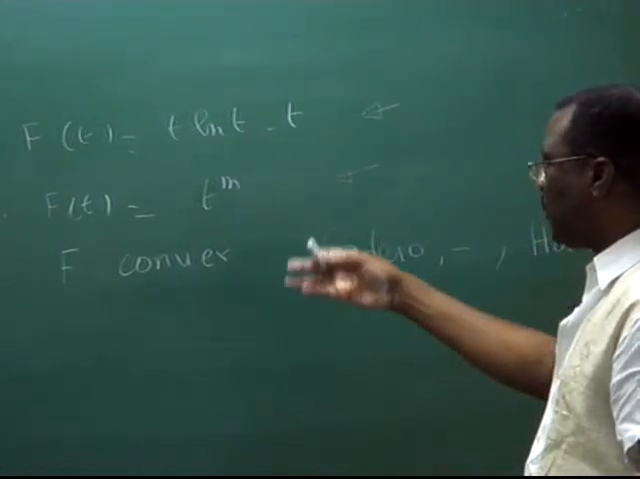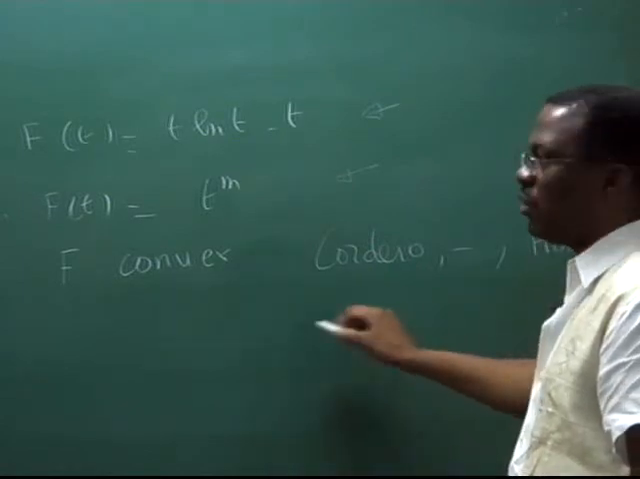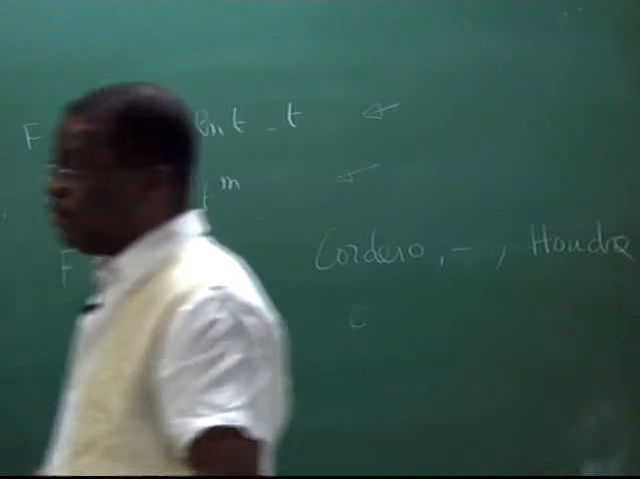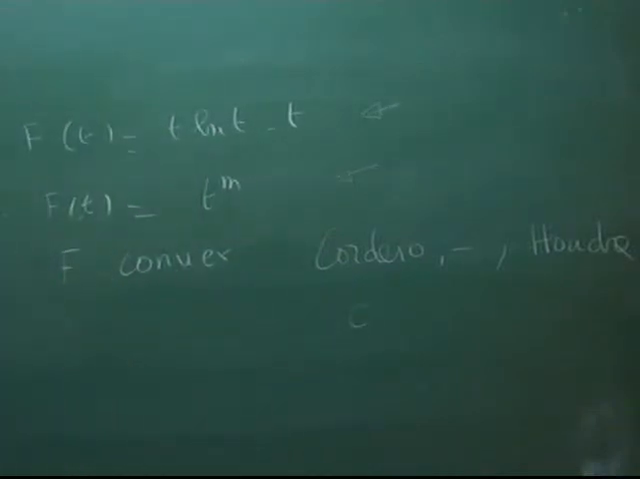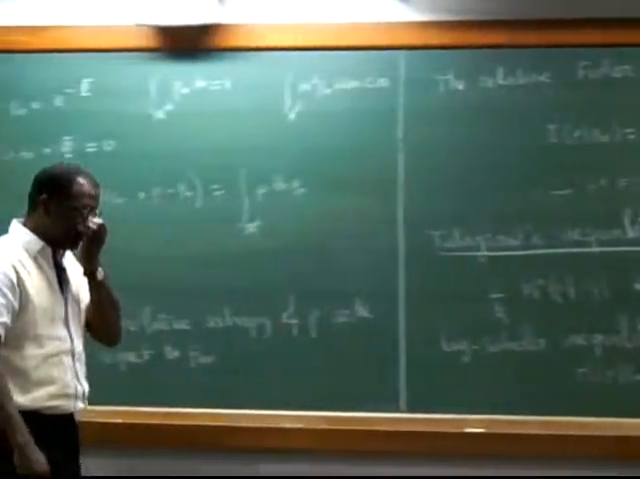And then we noticed that if you take any F convex and any general cost, it doesn't have to be the Wasserstein distance. If you take any general cost, you can establish the same inequality.